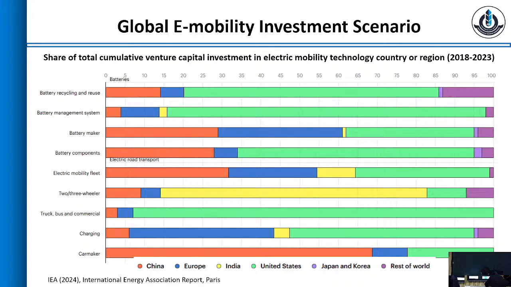All right. So the largest investors in all these sectors are, I think, the United States along with China. China is also investing equally, if not more, compared to the United States in certain sectors. So this is the investment scenario between 2018 and 2023, and this is definitely going to accelerate further. These are the regions where we are at. Mostly India is investing in developing the electric mobility fleet, and most of it is into two-wheelers or three-wheelers.